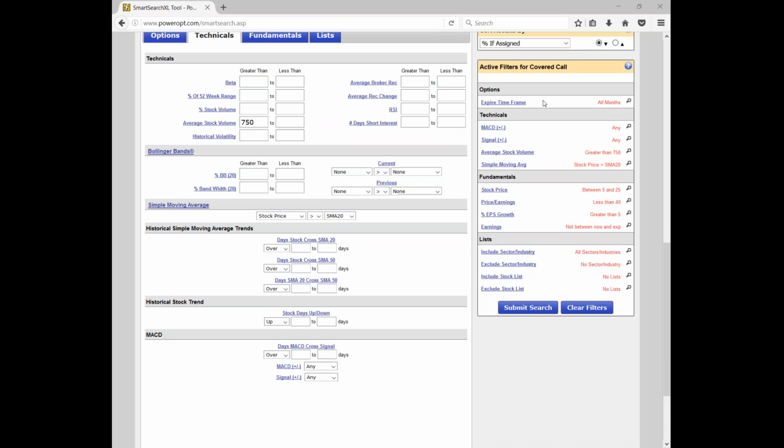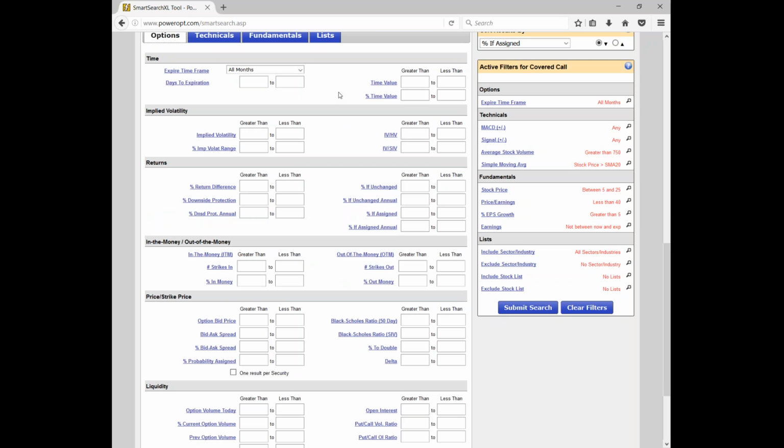So what have we done? We told the system that so far we have to keep our price range of $5 to $25. We had this PE requirement. We wanted to look for stocks that are growing in earnings and avoid earnings between now and expiration. Put in a basic filter for the average stock volume. We want to see some good liquidity, and we want to see a stock in an uptrend. Now, let's go to the options.